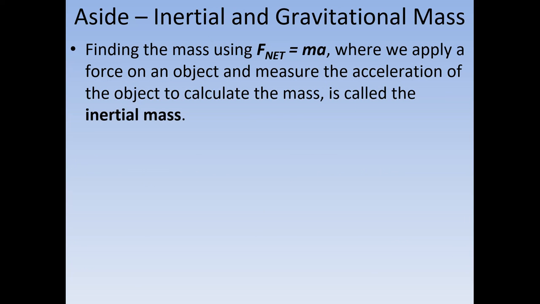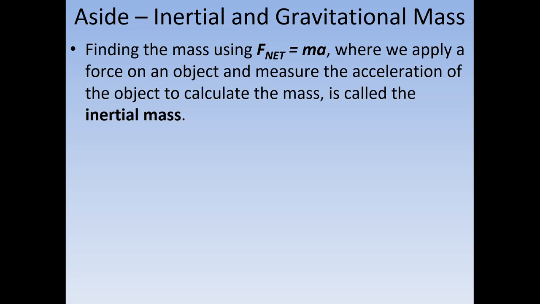Now, I have to make this really quick aside. This is because of the AP. They've been asking this as a single question in the multiple choice. You just need to be aware that there's two types of masses, and the two types of masses come from the equations we use. So if we use this equation, F net equals ma, to find the mass of an object by measuring an acceleration and then measuring a net force, then we end up getting what's called the inertial mass. So if we use this equation or anything derived from this equation, we're finding the inertial mass.